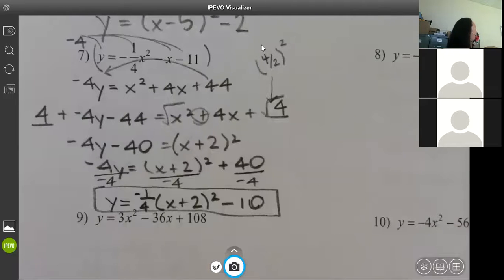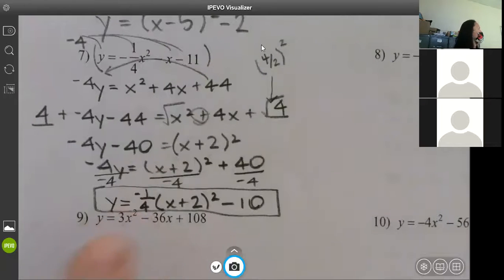So what shape is this graph? It's a U shape, right? So what do you think that 1/4 does to that U shape? Makes it narrower. Not narrower, but it squishes it down. You see what I'm saying? So it makes it fatter. Fractions make it fatter. Anything less than 1 is going to make it fat.